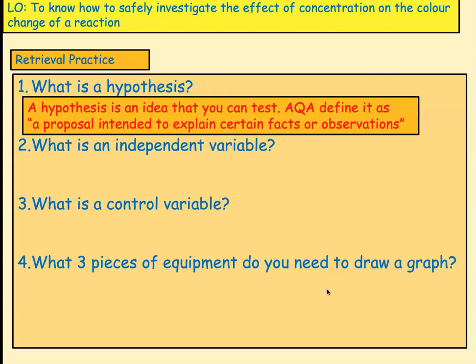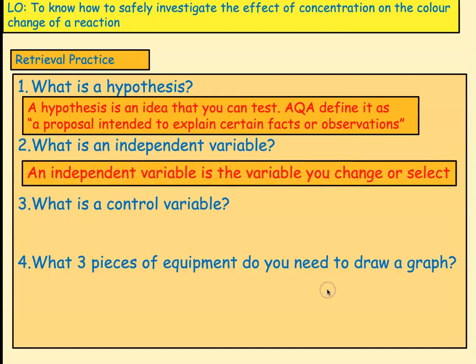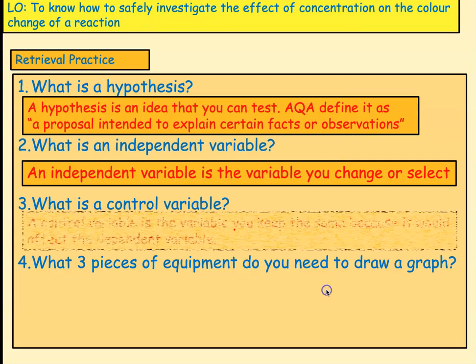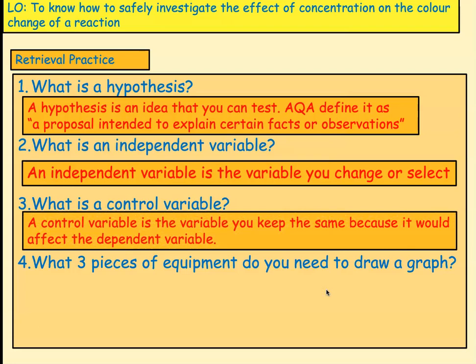What is an independent variable? An independent variable is the variable you change or select. What is a control variable? A control variable is the variable you keep the same because it would affect the dependent variable if you didn't do so.